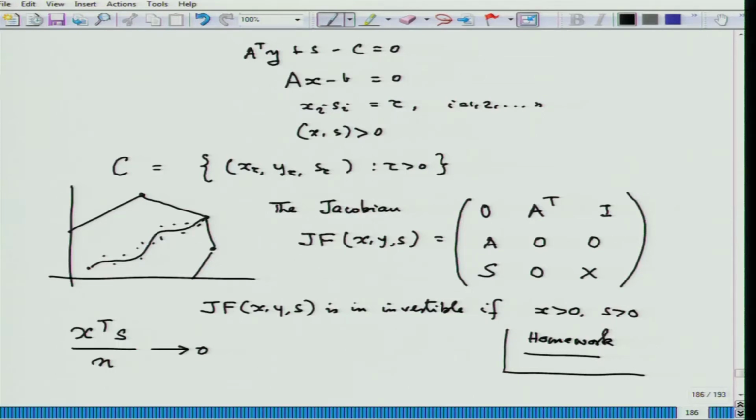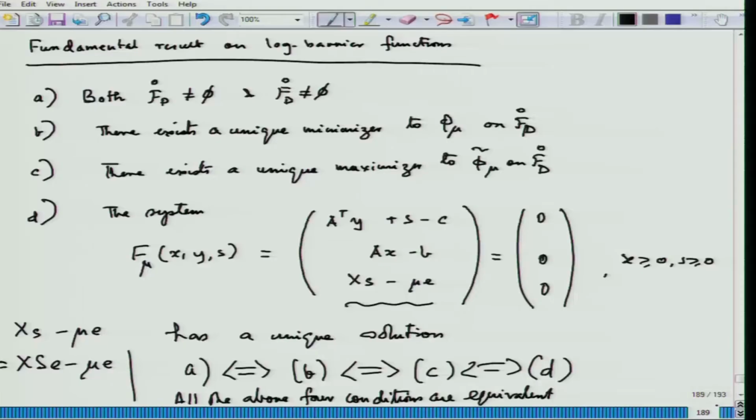As I make tau smaller and smaller, suppose this is the solution, then I keep on moving along this central path and hit the solution. That is the basic idea. And so, tomorrow we will start with some brief idea about the proof of this fundamental result on log barrier functions and the approximate KKT system, and then we will go into the other issues.